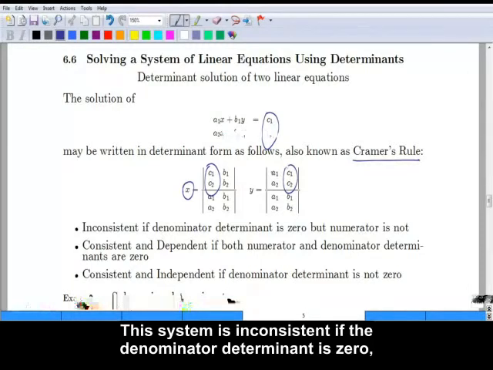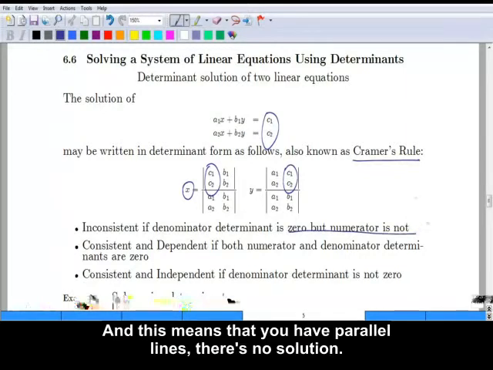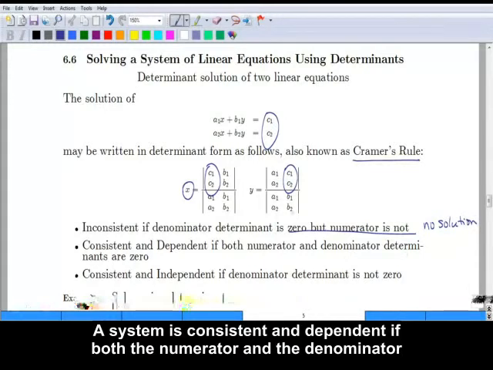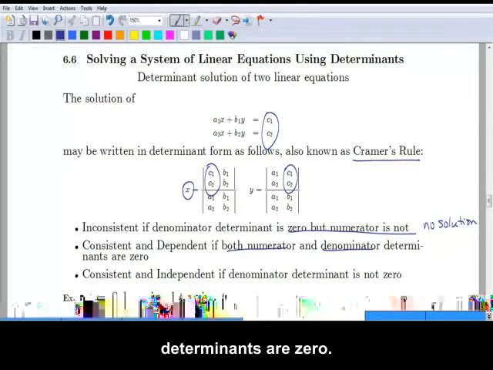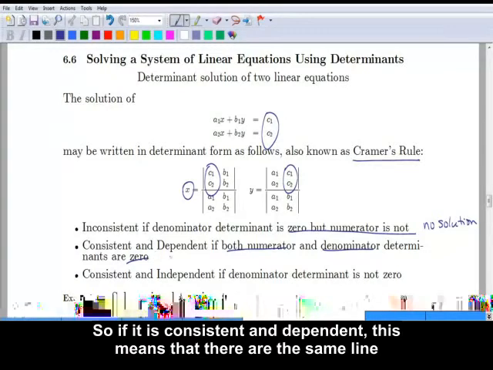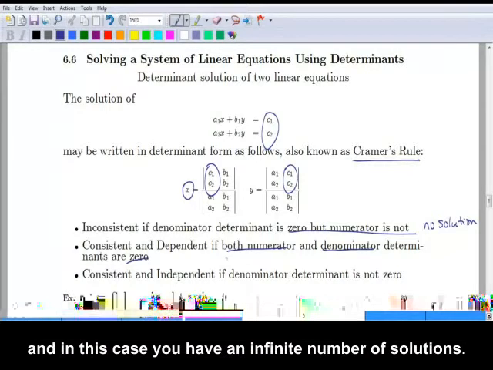The system is inconsistent if the denominator determinant is 0, but the numerator is not. And this means that you have parallel lines, there's no solution. A system is consistent and dependent if both the numerator and the denominator determinants are 0. So if it is consistent and dependent, this means that they are the same line, and in this case you have an infinite number of solutions.